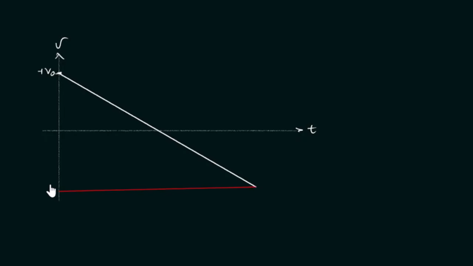Now we are going to plot a graph of velocity versus time for this particular motion. Initially the object has the velocity plus v naught. It decreases linearly with time, and at a certain moment it is going to be 0, and after that it is going to increase in negative velocity. The value of velocity at this point is going to be minus v naught.